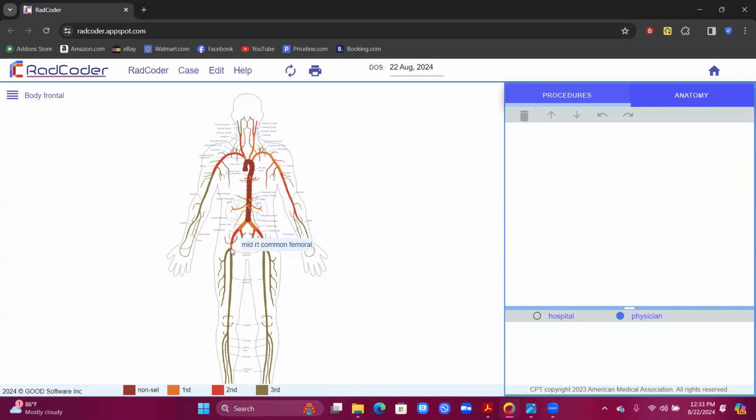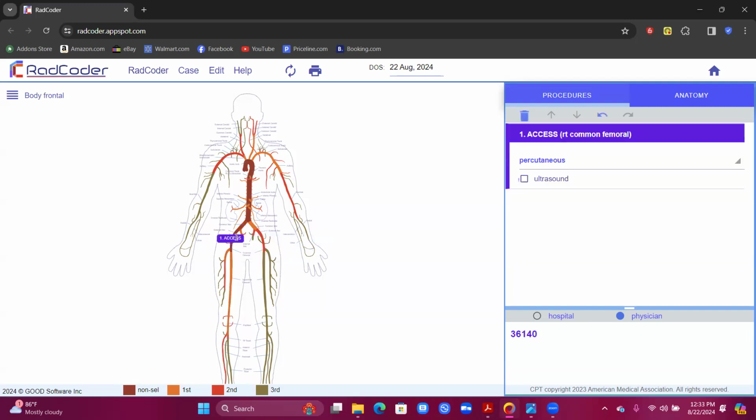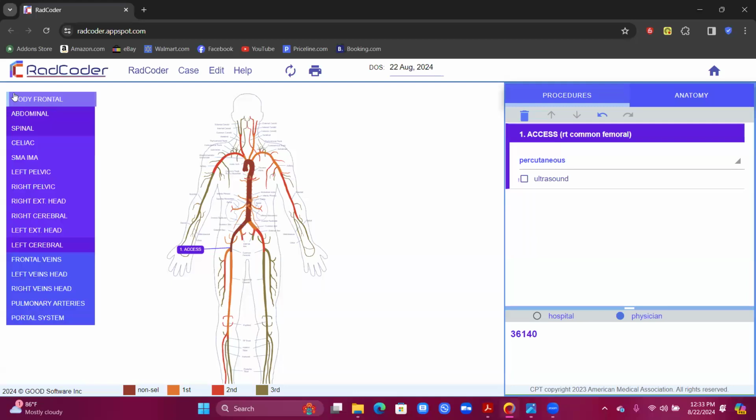So what you would do when you're coding a report, you would actually read the report and then abstract all the steps of the procedure and then enter those here into Radcoder. So you would right click to do your access. So here we're doing access over at that common femoral there on the right. Then from there, we can go in and mark what is being done.